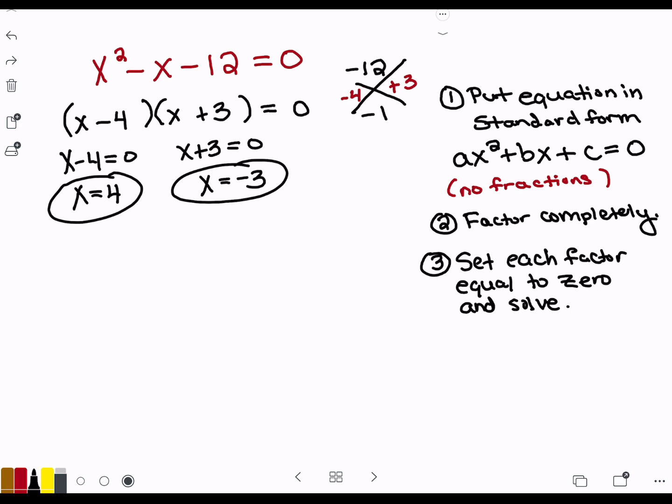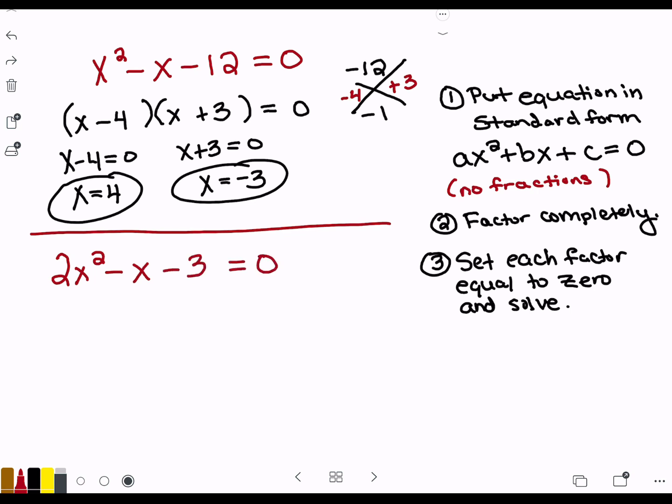So that's how you handle that equation. So let me put another one up here. So I have 3 steps, right? Your first step, put it in standard form. Second step, factor completely. Your third step, set each factor equal to 0. So let's look at another equation. 2x squared minus x minus 3 is equal to 0.